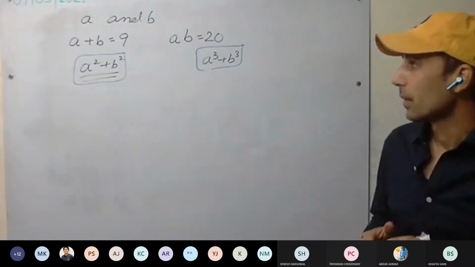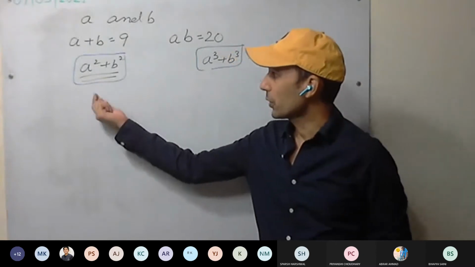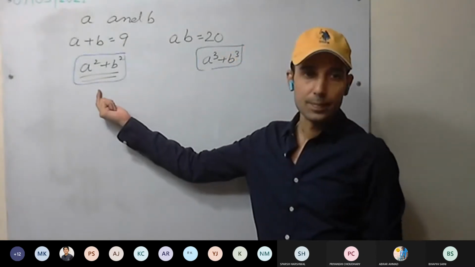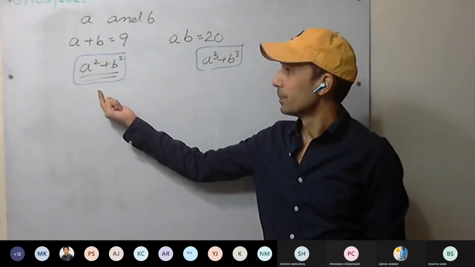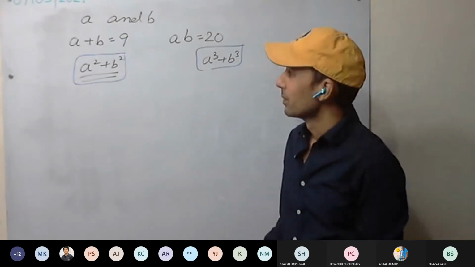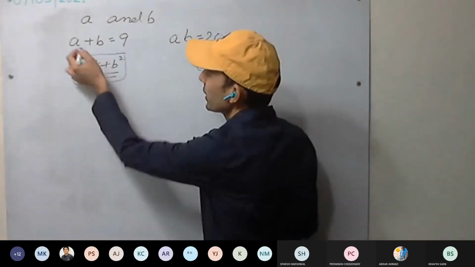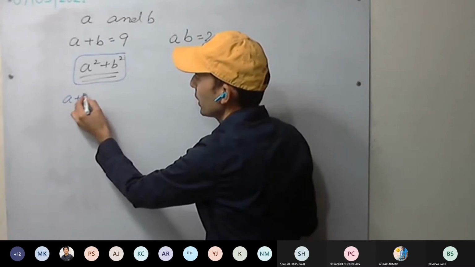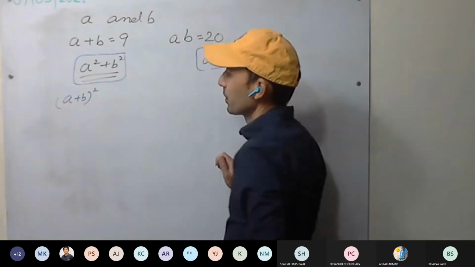Calculate them. It's very easy. Which identity are you going to use? First, second, or third? If we square this one, A plus B, the whole square.